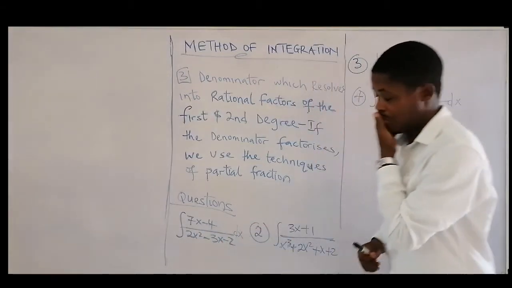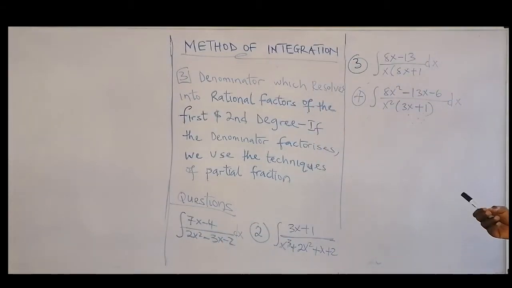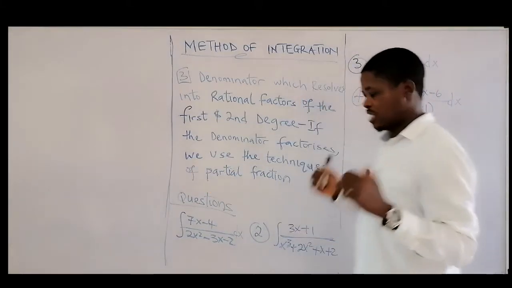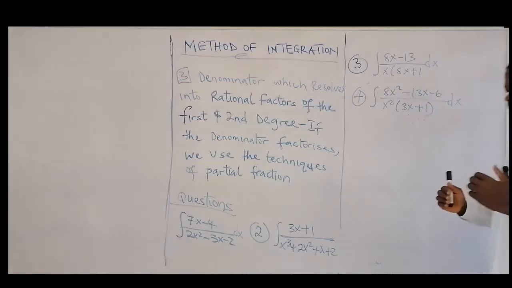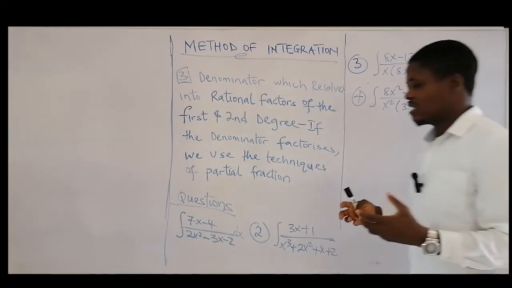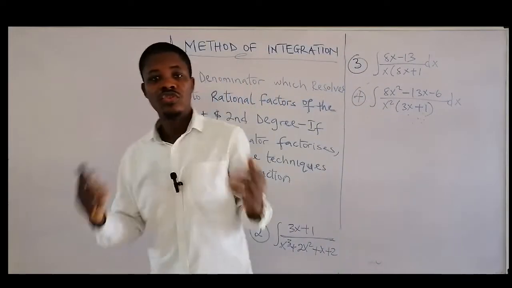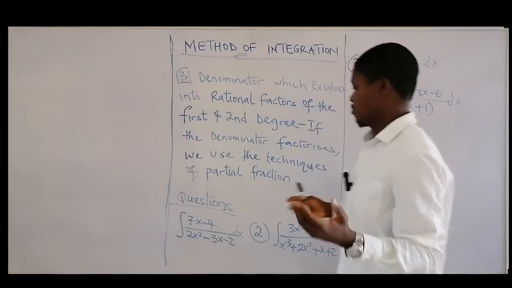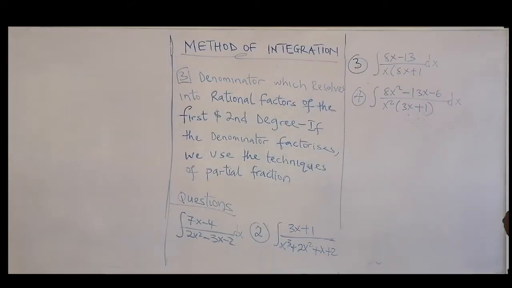the denominator can't be factorized. All those we've been doing before, the denominator is unfactorizable. But in this case, the denominator is factorizable. And when your denominator is factorizable, then we use partial fractions. That's what we want to do in this case.